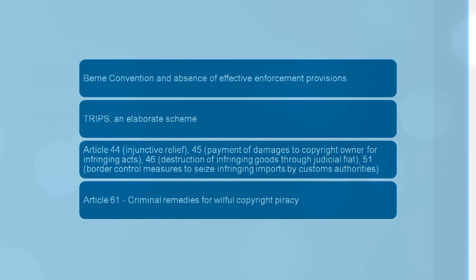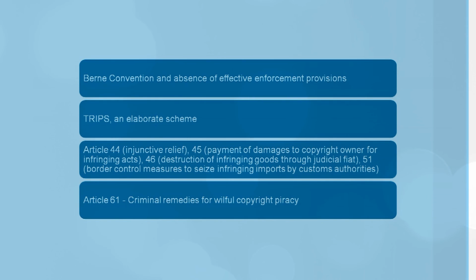It says, members shall provide for criminal procedures and penalties to be applied at least in cases of willful trademark counterfeiting or copyright piracy on a commercial scale. So the attempt of the law here is to make a distinction between commercial and non-commercial violations of IPR. The provision goes on to read, remedies available shall include imprisonment and or monetary fine sufficient to provide a deterrent consistently with the level of penalties applied for crimes of a corresponding gravity.